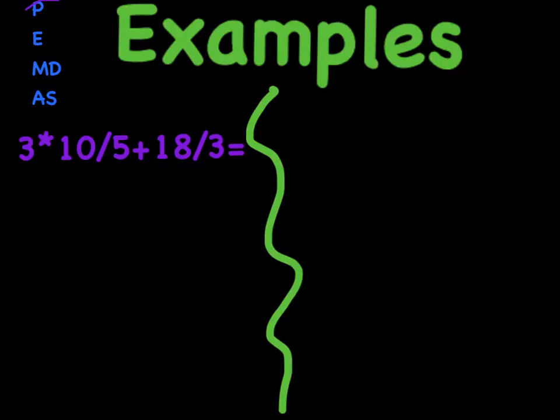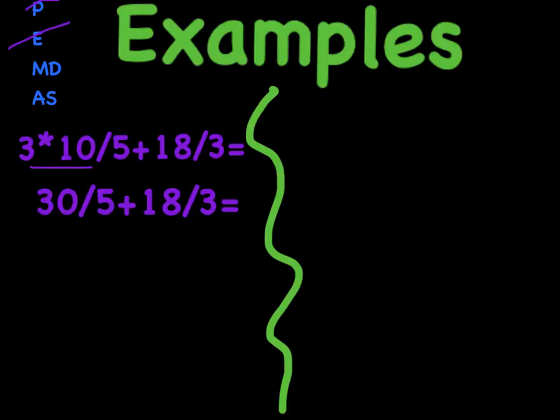The second thing I need to do is evaluate any numbers that have an exponent attached to them. Again, there aren't any, so I can also skip this step. My third step is to evaluate any part of the problem that has multiplication or division. Because of this, I am going to start with the numbers 3 times 10. 3 times 10 equals 30, so I am going to rewrite this expression like this. Now my expression reads 30 divided by 5 plus 18 divided by 3 equals.